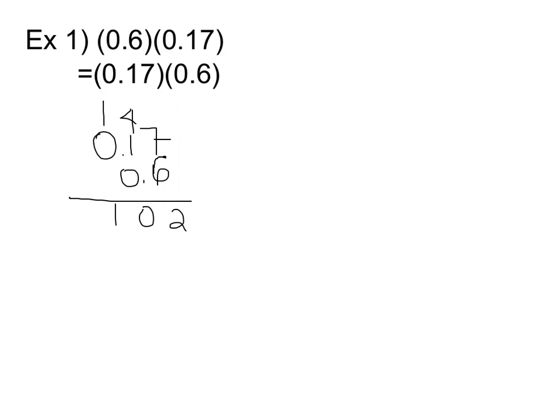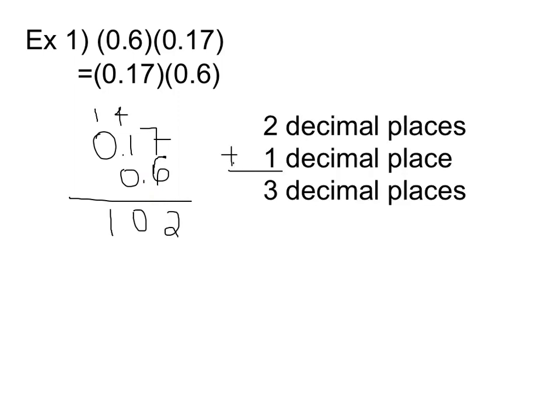I see that my 17/100 has 2 decimal places in, and my 6/10 has 1 decimal place in. Remember, you're just going to add your decimal places to figure out how many decimal places your answer needs to go in. So I'm going to take my 2 decimal places from my 17/100 and my 1 decimal place from my 6/10, add them together to give me 3 decimal places, and then my answer needs to go in 3 decimal places, or 0.102, or 102 1,000ths. So my answer is 102 1,000ths.